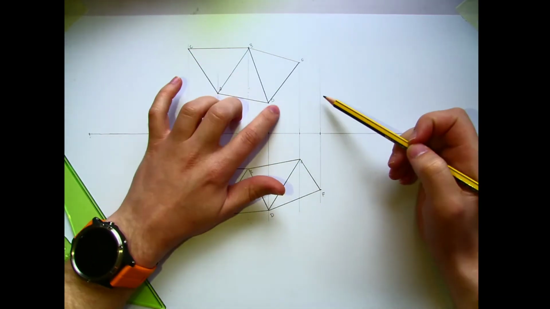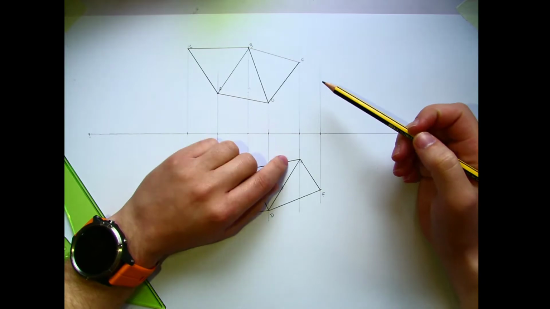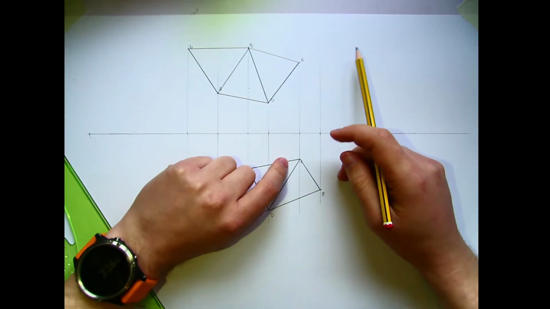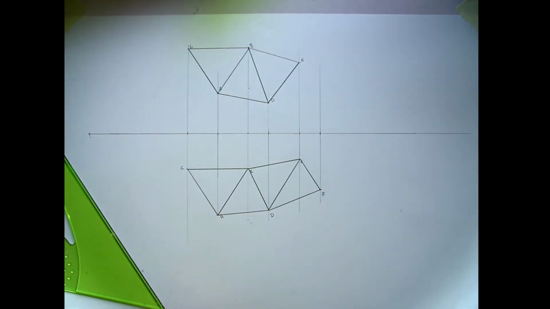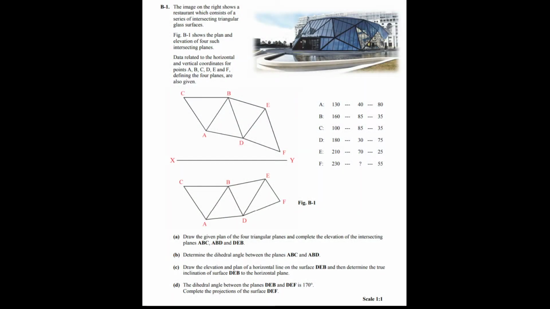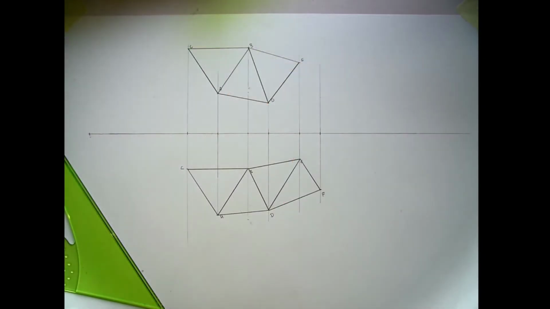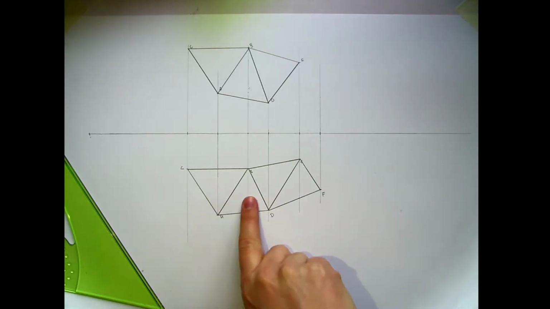In the elevation, I still don't have a point F, so I can't draw that one up here. So the next part of this now is we're going to look at, I'll just have a look at the question again. So draw the given plan of the four triangles and complete the elevation of the intersecting planes ABC, ABD, and DEB. So part A of this is done. Next part of this is determine the dihedral angle between the planes ABC and ABD.